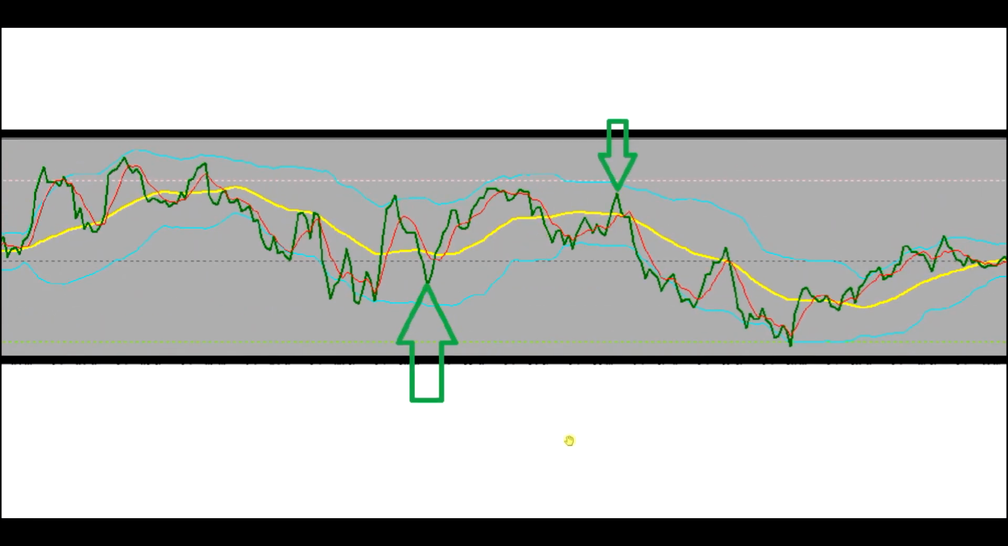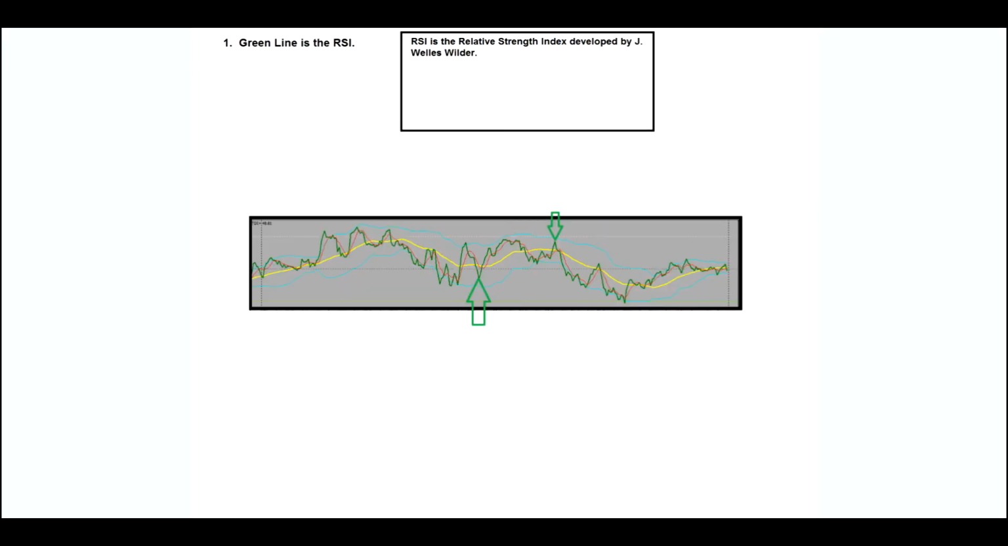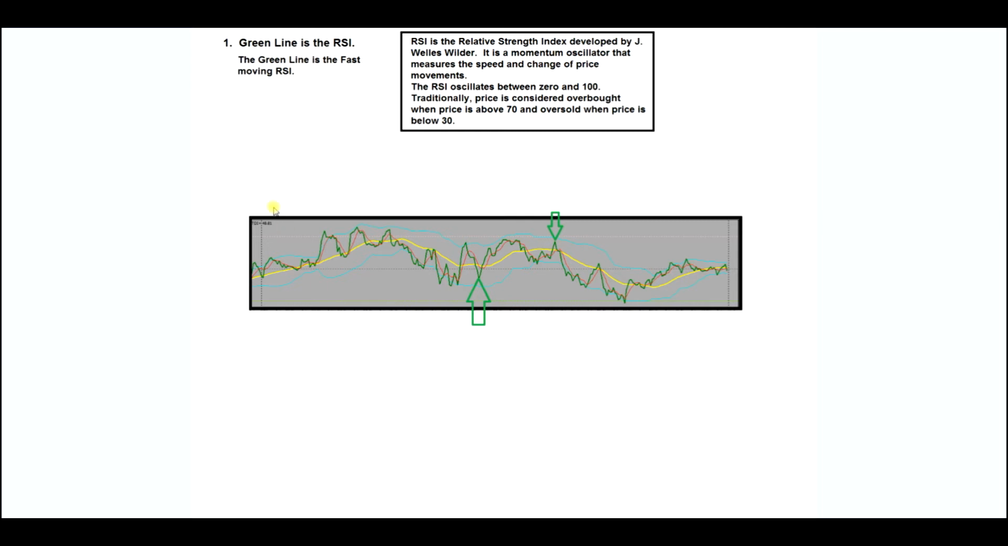Goes up, goes down. That green line is called the RSI. RSI is the Relative Strength Index developed by J. Wells Wilder, something you can find out about on the internet anytime you want. It's a momentum oscillator that measures the speed and change of price movements. The oscillator goes between 0 and 100, and it's traditionally considered overbought when the RSI is above 70 and oversold when the RSI is below 30.